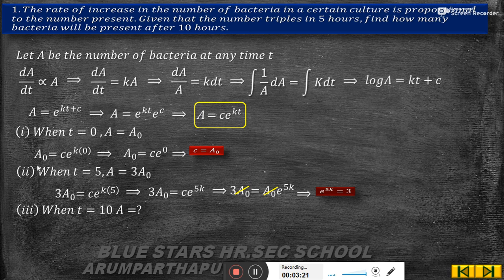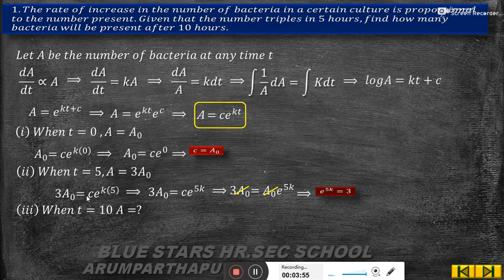Next, condition 2: when t equals 5. The number triples in 5 hours. So when t equals 5, A equals 3A naught. The number of bacteria triples in 5 hours. Here t represents the time, so I take t equal to 5 and A equal to 3A naught.